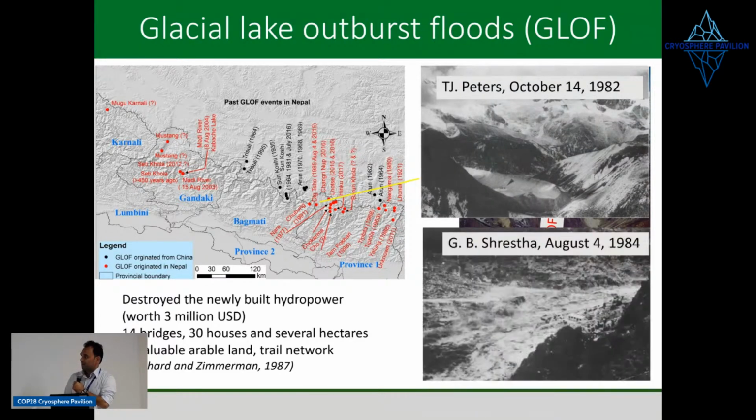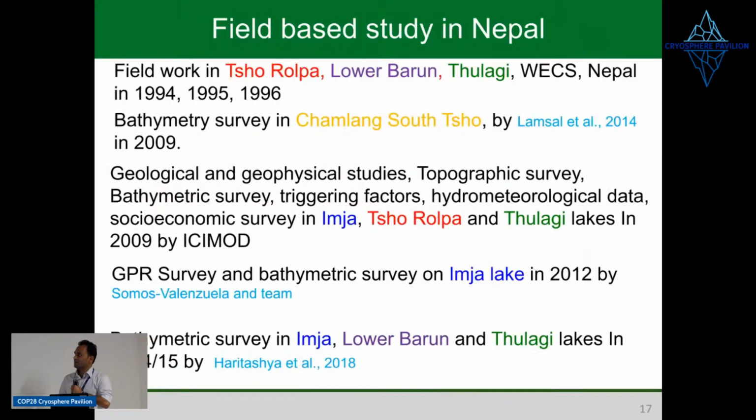These are some pictures from 1982 and 1985 of that particular flood. Regarding field-based study, out of more than 2,000 glacial lakes, only 3 or 4 have been focused on. Sometimes the study is more remote sensing based, and field-based study includes bathymetric surveys, hydrological measurements, and some glaciological measurements of how the glacier is melting up there.